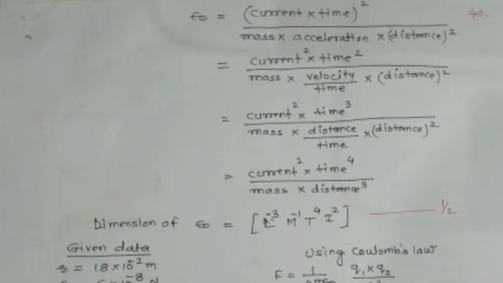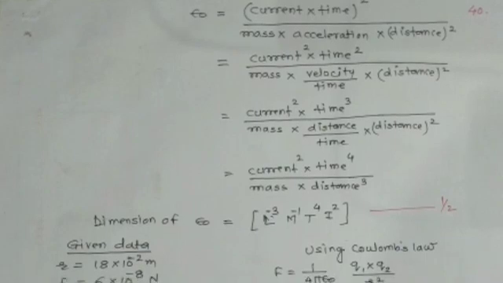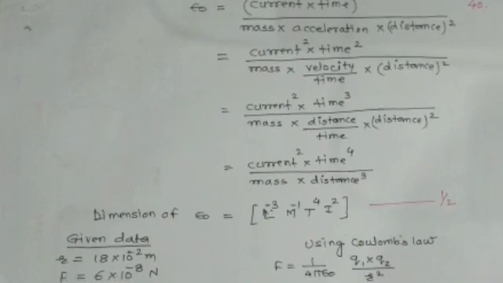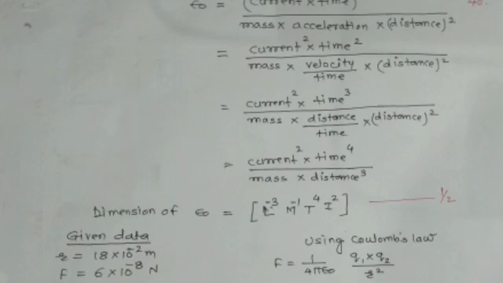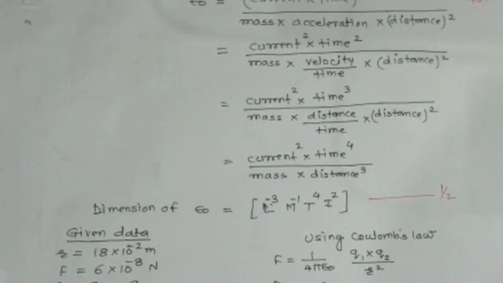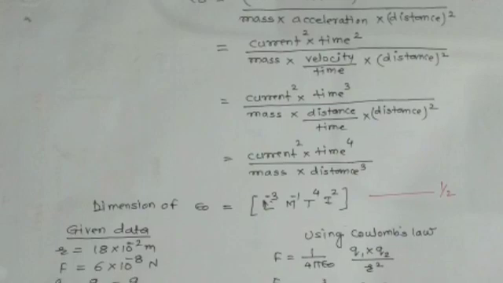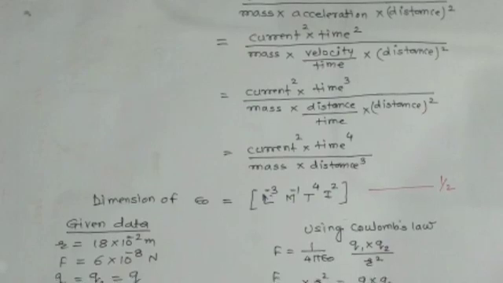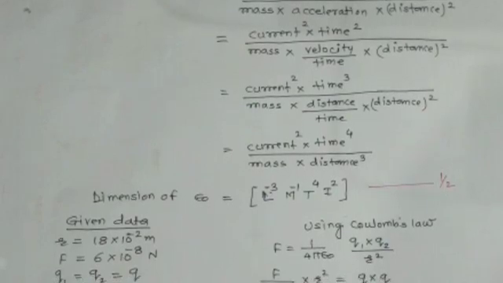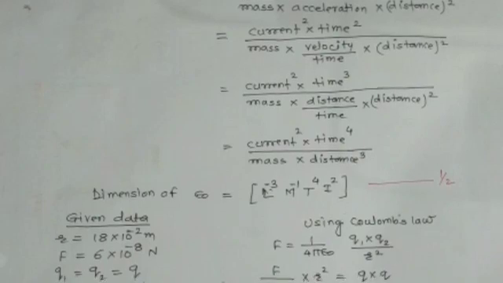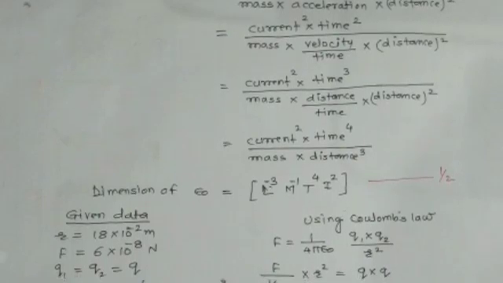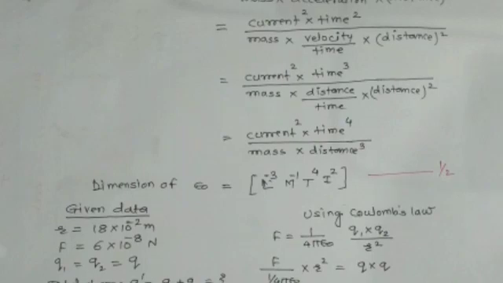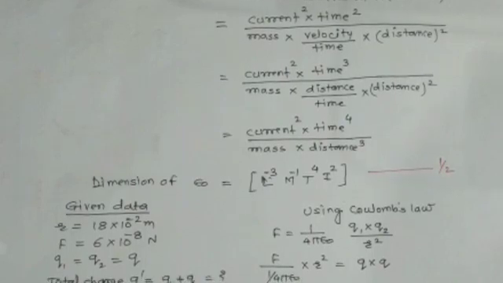So epsilon 0 equals numerator (current multiplied by time)^2 divided by mass multiplied by acceleration multiplied by (distance)^2. If we solve, here the dimension of permittivity in free space or in air is equal to [L^-3 M^-1 T^4 I^2]. So, if we solve the numerical, the given data will be R is equal to 18 into 10 raised to minus 2 meter.